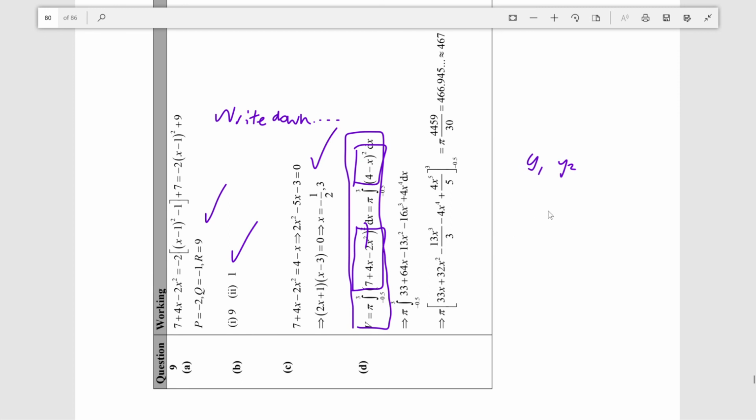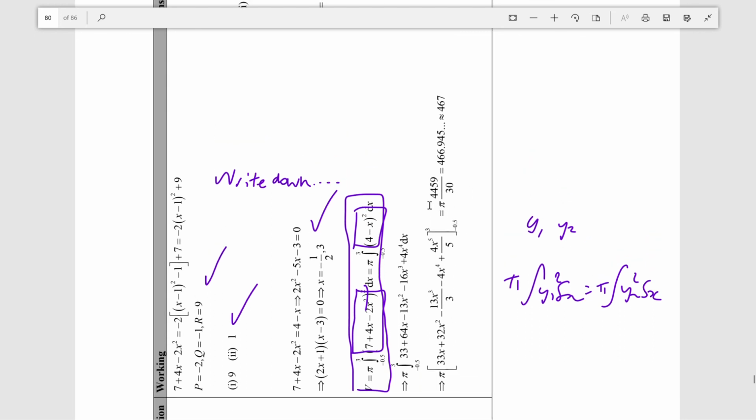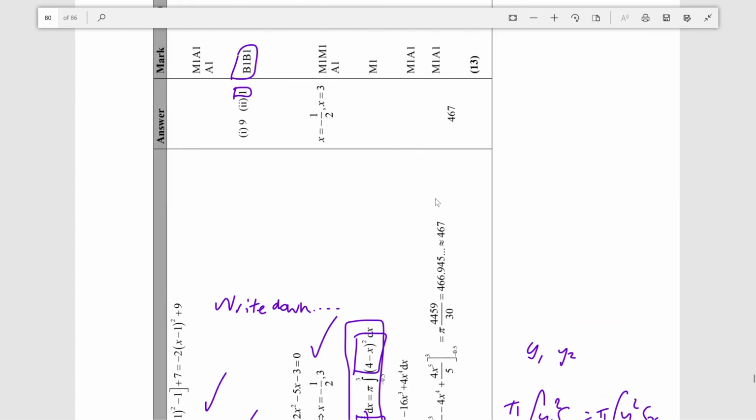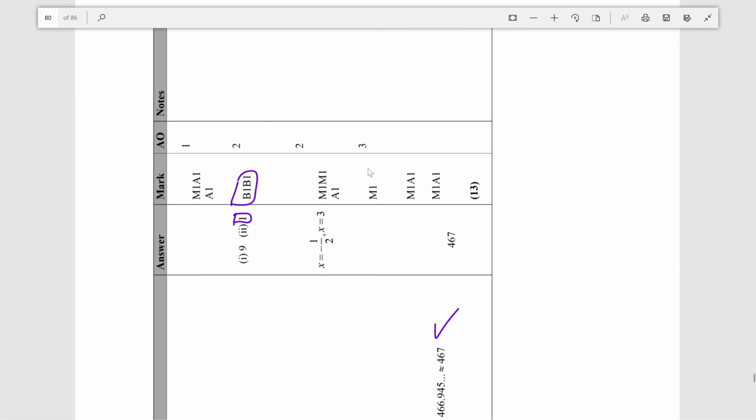Alright, so they are using integral y1 squared dx is equal to the other one. But we just used the other formula, which makes it clear what we're doing. Alright, so we get pi times this definite integral, and then pi times these bounds, which is equal to pi times such a number, and then which rounds to 467. So that's correct. We collected our 5 marks there, and we got this correct, and we got these correct, and we got these correct. Alright, so I'm quite satisfied with the performance here.